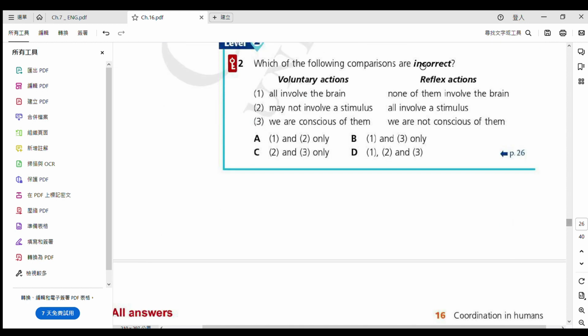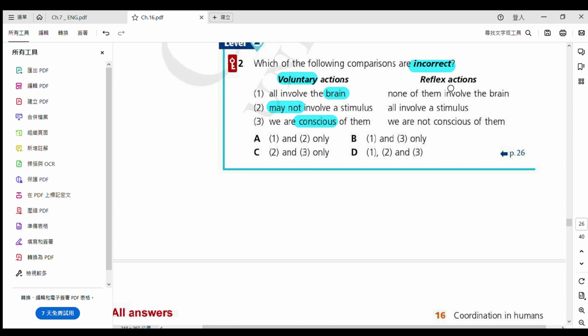Alright, for the last question, which one is incorrect? So please pay attention here. Okay, so of course there is the table above and you can compare with it. 你可以用返上面嗰幅個圖表啦，然後去作出一個比較啦。But then try to think about it. Voluntary action. Look at the left-hand side first. All voluntary actions involve the brain. Yes or no? The answer is yes, because they are controlled by cerebrum. 好啦，而第二個咯 ，may not involve a stimulus. The answer is also yes, 佢係 may not 啫。Okay? Number 3, we are conscious. The answer is also yes.